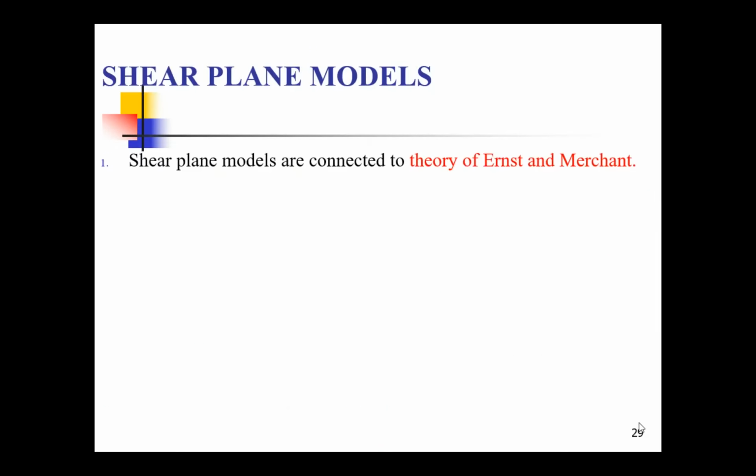Then comes the shear plane model. This shear plane model is connected with the theory of Ernst and Merchant. In metal cutting theories, you can come across this Ernst and Merchant theory. The shear plane angle phi is equal to 45 degrees minus beta by 2 plus alpha by 2. Beta is the friction angle, alpha is the rake angle, and phi is the shear angle. So this theory of Ernst and Merchant provides the relationship between these three angles.